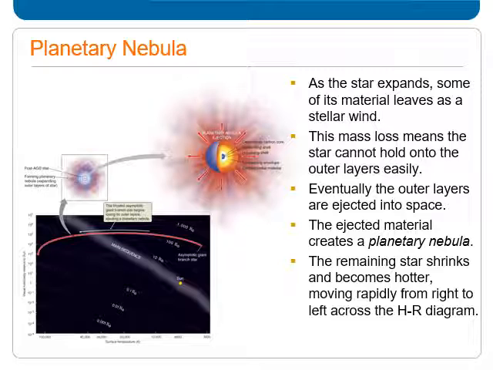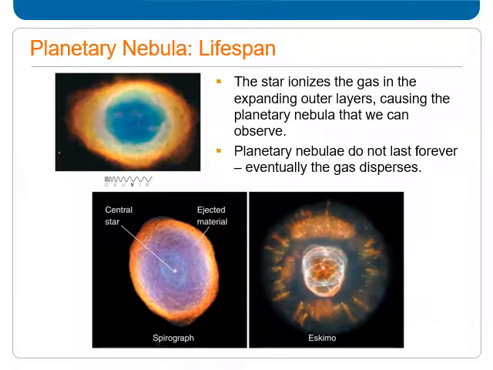The remaining star shrinks and becomes hotter, moving rapidly from right to left across the HR diagram. The star ionizes the gas in the expanding outer layers, causing the planetary nebula that we observe. Planetary nebulae do not last forever. Eventually, the gas disperses. The first observed planetary nebulae had circular appearances, hence the name, but now we observe examples with much more complex structures.